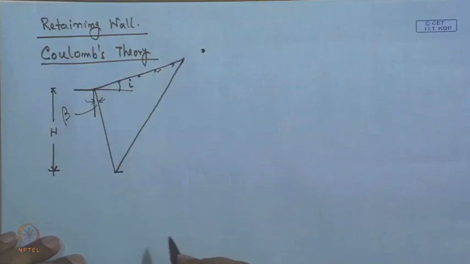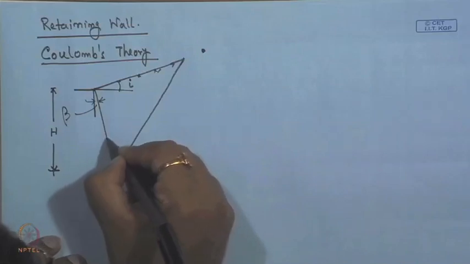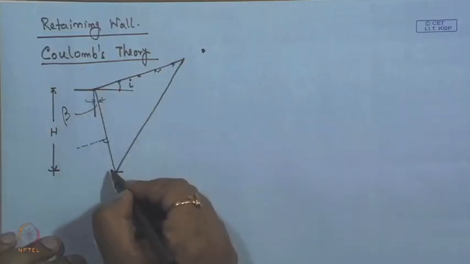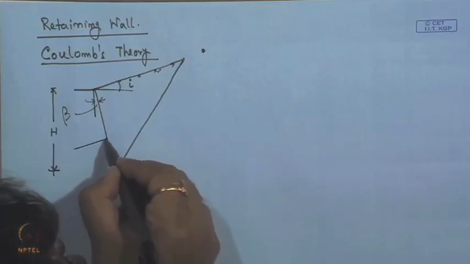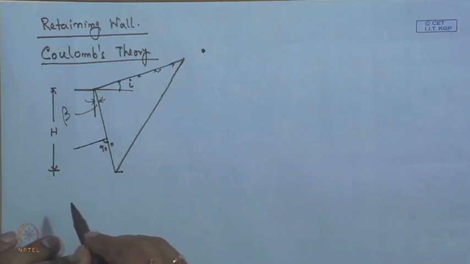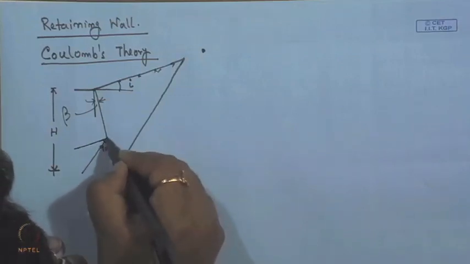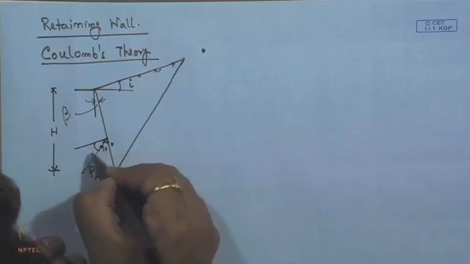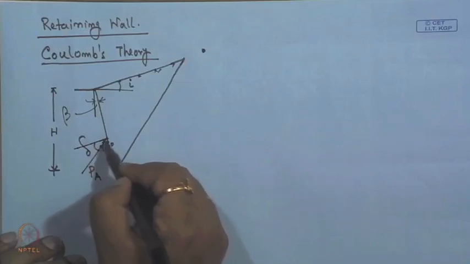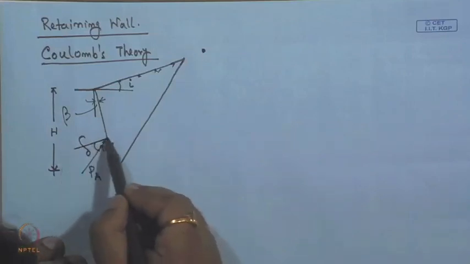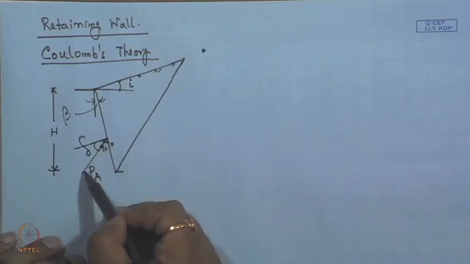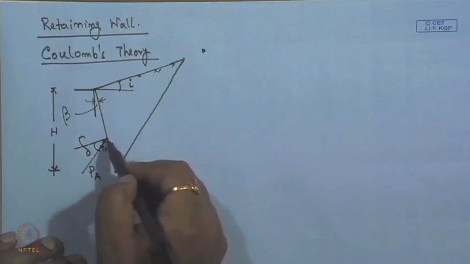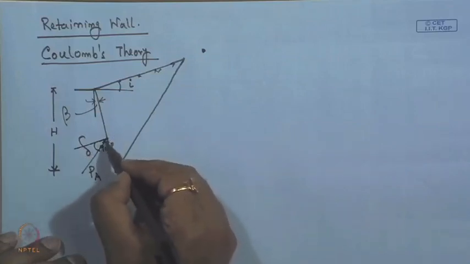Now, the active force P, suppose this is the active force, and suppose this is the angle. This line is the normal to the back of the wall, so this angle is 90 degrees. This active force P_A will act with an angle delta with the normal. First we draw a normal to the back of the wall, and the force P acts with an angle delta with this normal. This delta is the friction angle between the soil and the wall.